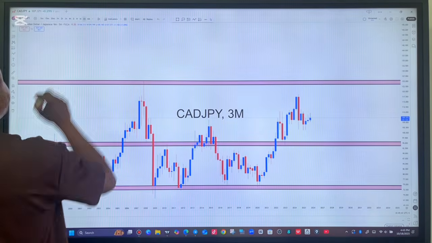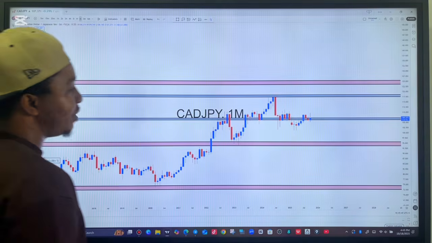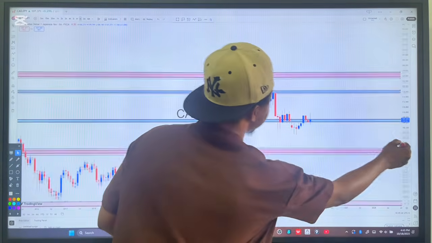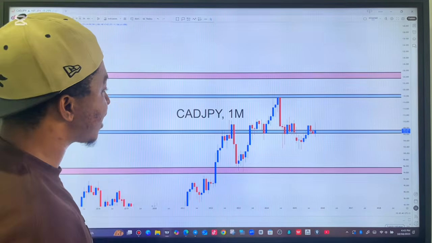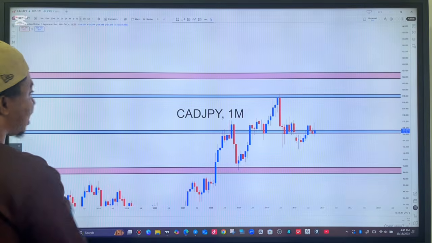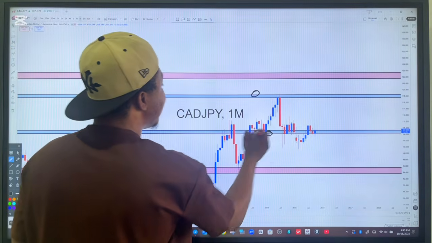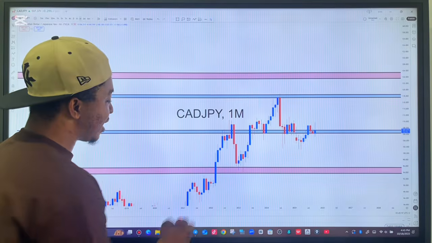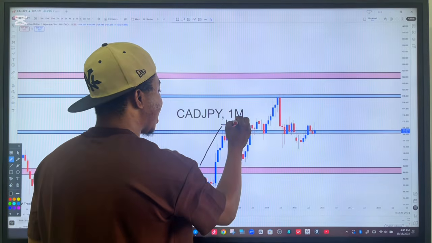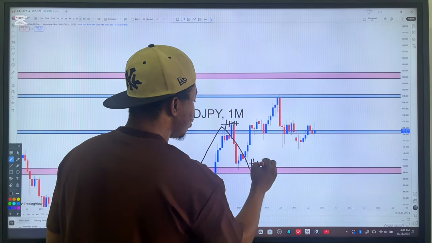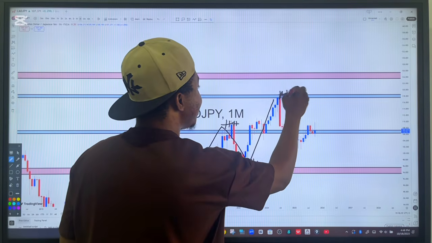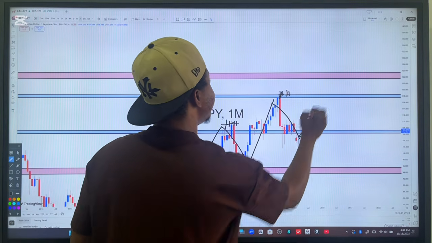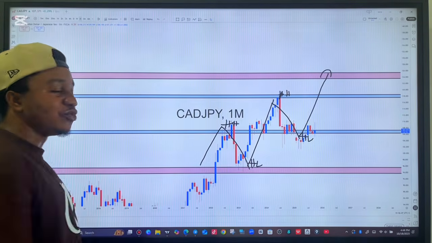Let's take it further to the monthly for more meaning. Alright, so this is the monthly time frame of CAD JPY. On the monthly time frame, we have the monthly upper and then the monthly lower zone. This is the exact uptrend that we saw on the 3 months time frame. This is a higher high. This is also a higher low. We have a new higher high here. We have a higher low. Price is expected to move all the way to the upside.